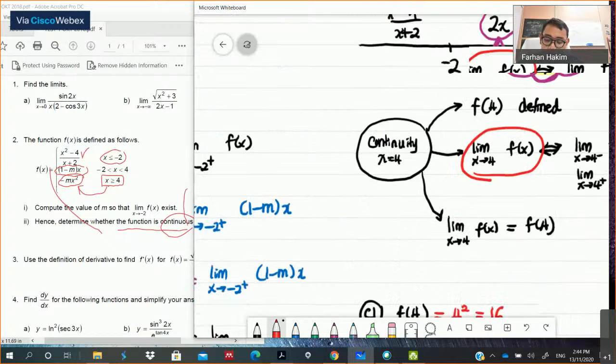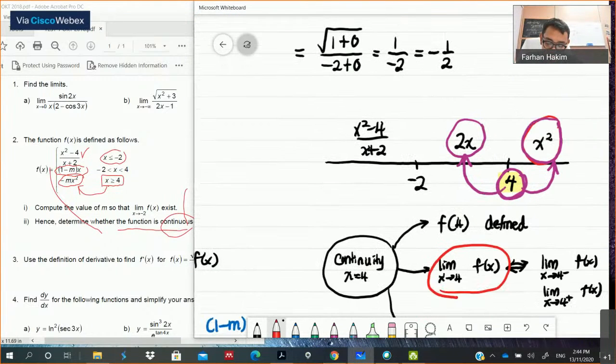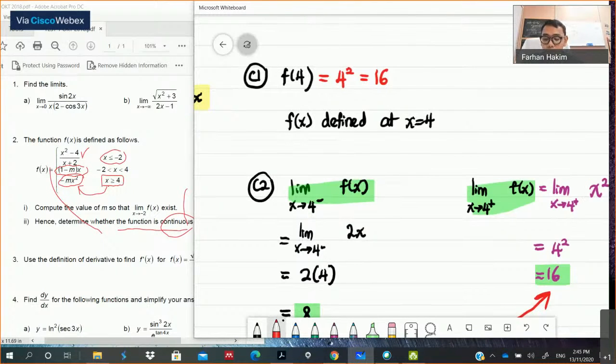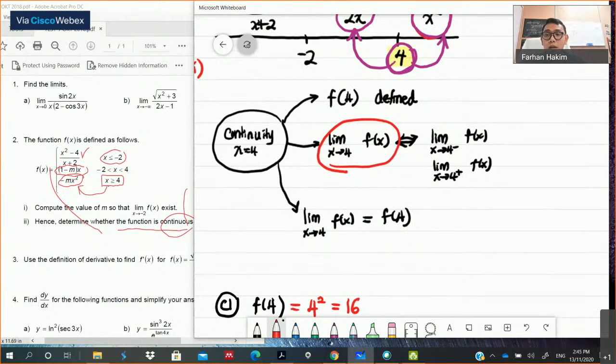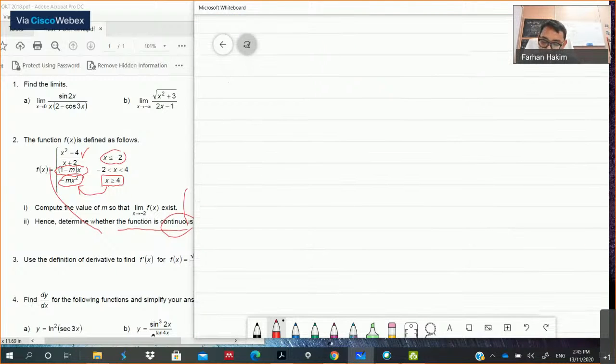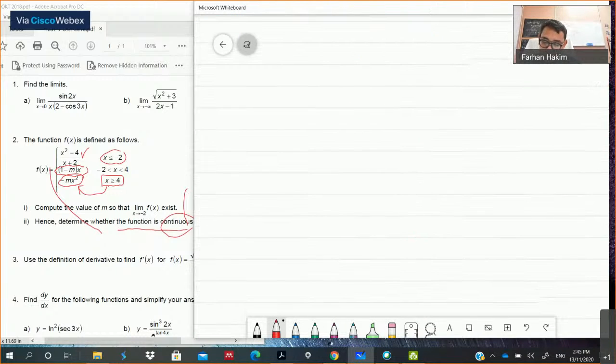Please take note that we don't have to proceed to condition number 3, because condition number 2 is already not being satisfied. You can directly conclude that it is not continuous there. Okay, so now let's see the last question here.